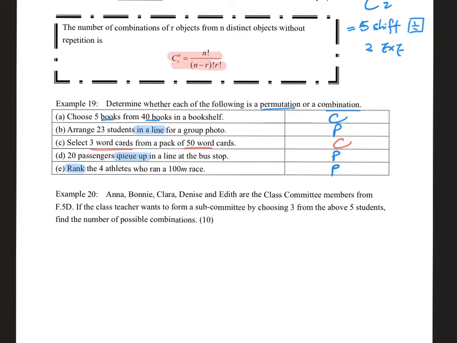Anyway, let's take a look at example 20. You have 5 students, A, B, C, D, E. So 5 names over there. They want to form a subcommittee by choosing 3 students among them. Because you're just choosing 3 students to form a committee without posts, without order, we need to use C to do so. You are choosing 3 students among 5 of them, so it's 5C3. By using a calculator, check whether you obtain the result of 10.